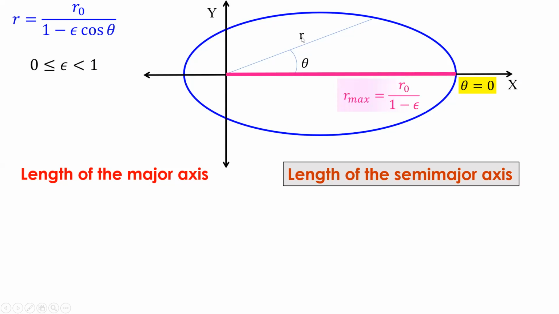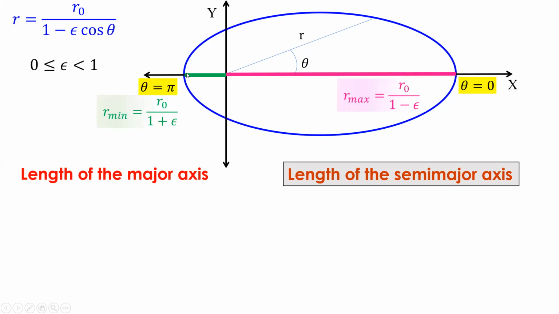In order to find the minimum value of the radius, which is somewhere here, theta should be 180 degrees, that is nothing but pi. When we substitute pi in cos theta, we get minus 1 here. We will get r minimum is equal to r naught divided by 1 plus epsilon.